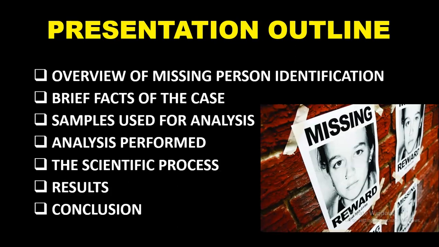So this is going to be our presentation outline. You have a look at the overview of missing person identification. And since this is a true life story, you have a look at the brief facts of the case. You look at the samples used for analysis. You also look at the various analyses performed. You have a look at the scientific process involved in the analysis. You see the results and then we conclude.